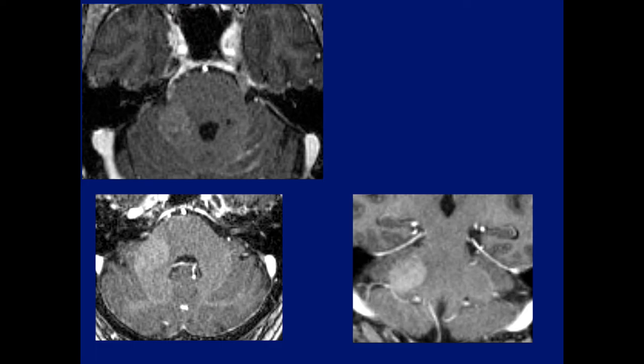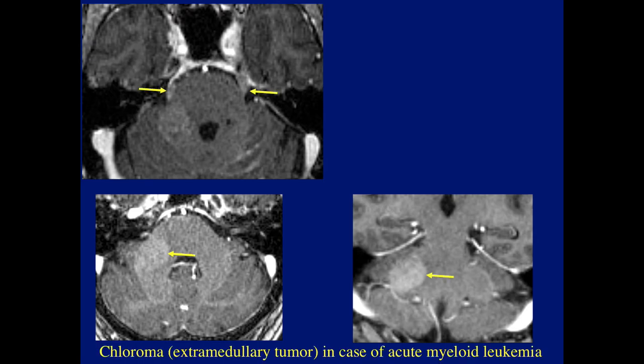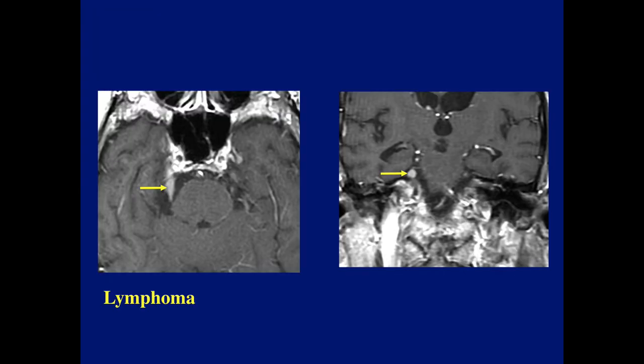Not likely MS, which was mentioned. Any other possibilities? No, not sarcoid. Correct. Stefan has gotten close to the answer. This was a chloroma, which is an extramedullary tumor in a case of acute myeloid leukemia. And of course, lymphoma is also extremely common. Here's a case with right trigeminal enhancement in a case of lymphoma.